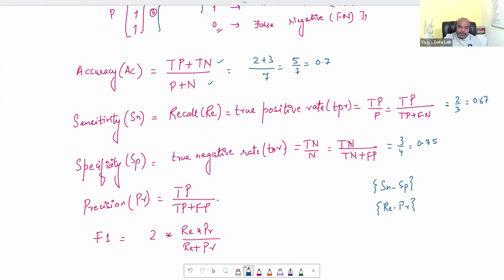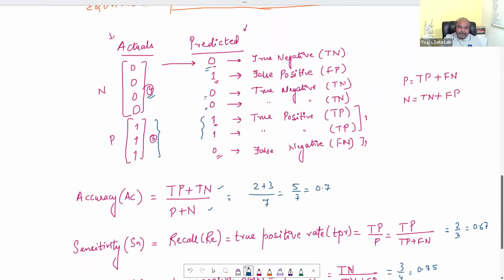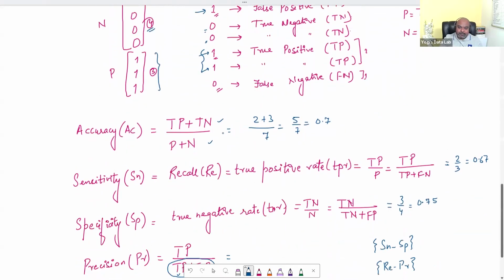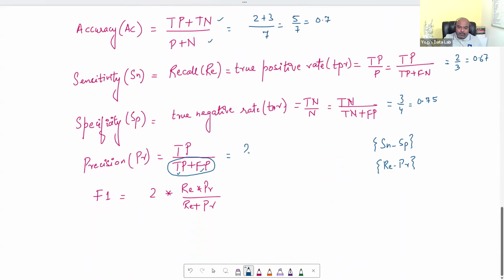When you talk about precision, precision is out of all the positives that I have predicted. Now, when you predict a positive, when you predict a 1, it can either be a true positive or a false positive. Out of all the positives that I have predicted, how many are true positives? I have predicted 1, 2, and 3 positives, out of which 2 of them are correct. So 2 true positives divided by 2 plus 1, which is 2 by 3, which is again 0.67.